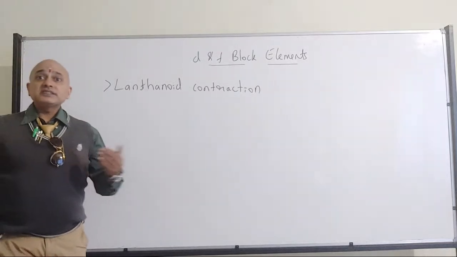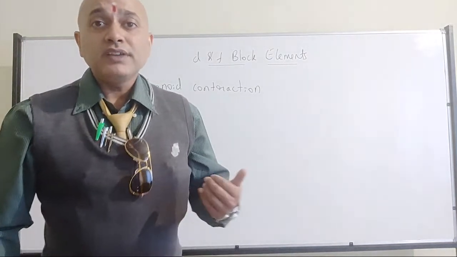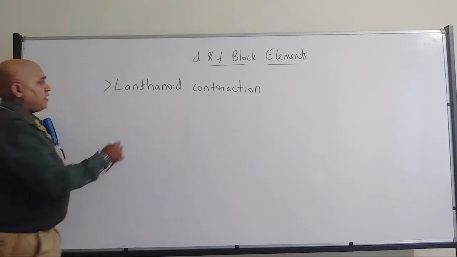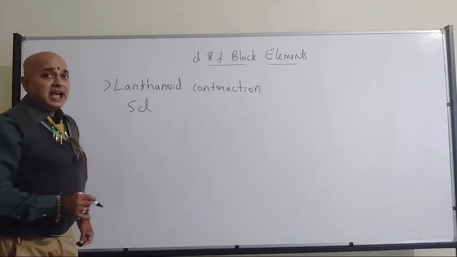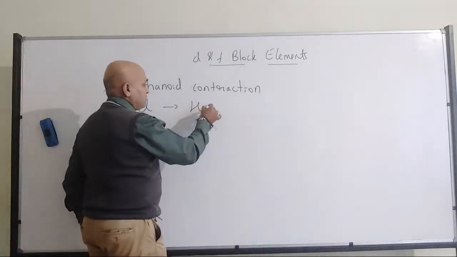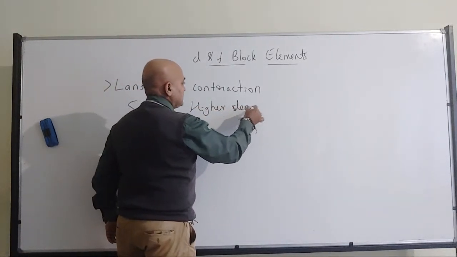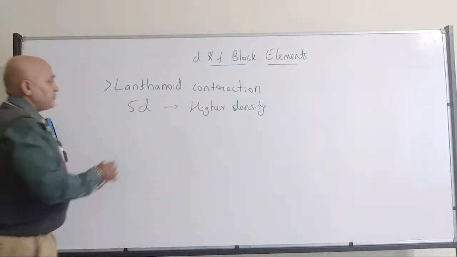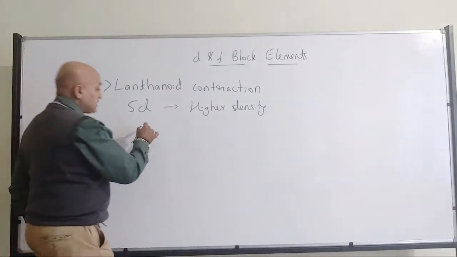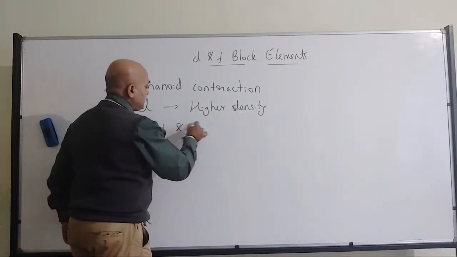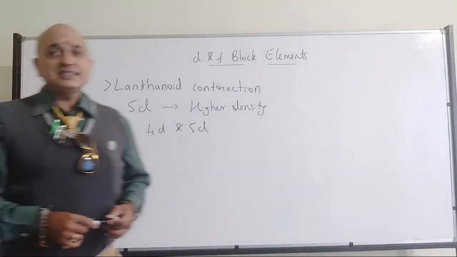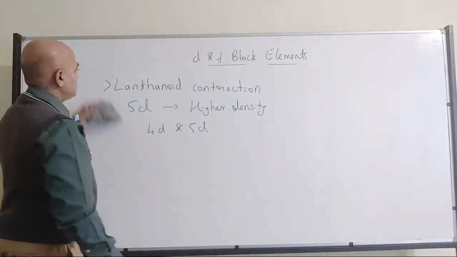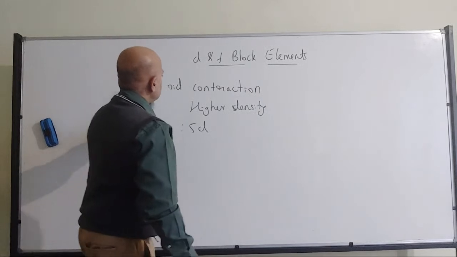Anything is fine. So what is the consequence? The consequence here is that due to lanthanide contraction, the 5d elements will have higher density. That is one of the reasons. Then what else? What is another consequence? Another consequence is that the corresponding 4d and 5d elements will have almost similar atomic size. That's what we discussed in the last class.